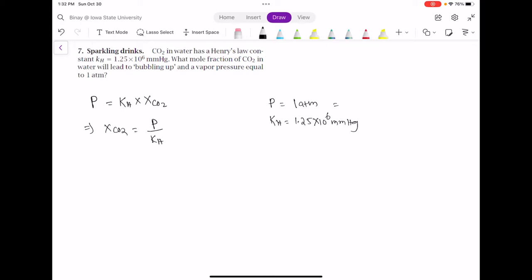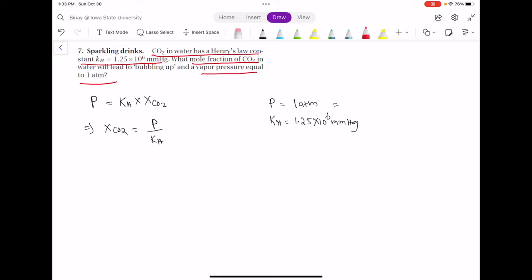The question says CO2 in water has a Henry's law constant of 1.25 x 10^6 mmHg, and we need to calculate the mole fraction of CO2 which will lead to bubbling up. Basically, what's the total amount of CO2 that got dissolved in the water with a total vapor pressure of CO2 equal to 1 atmosphere. So it's given the Henry's law constant.